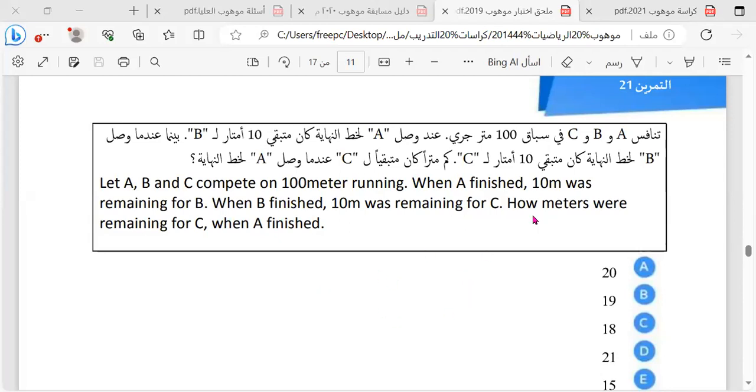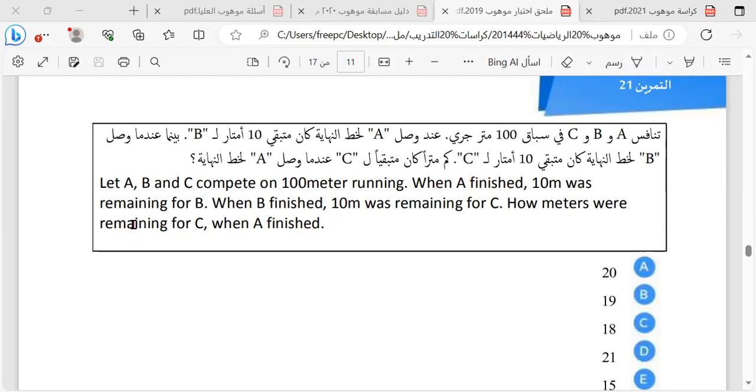Okay, Aus, can you read the question? Let A, B, and C compete in a 100-meter race. When A finished, 10 meters were remaining for B. When B finished, 10 meters were remaining for C. How many meters were remaining for C when A finished? 20. It's easy.